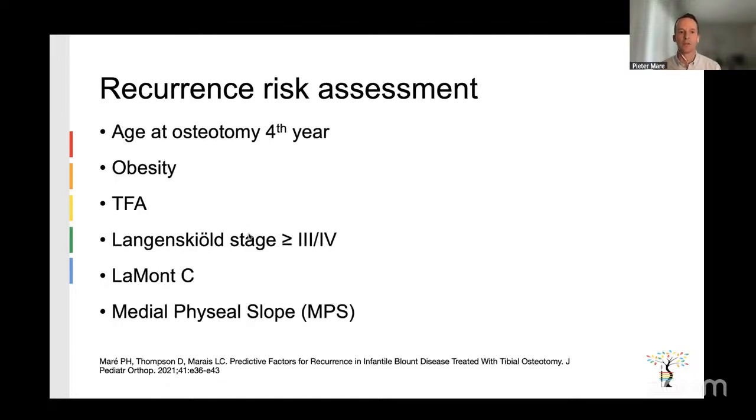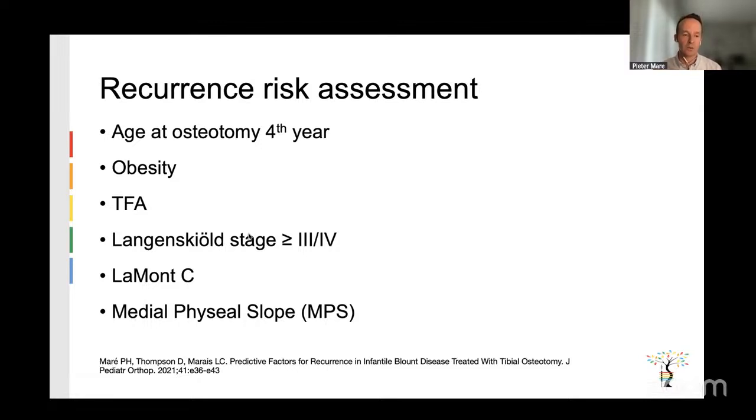So which factors predict recurrence? We know that the age at osteotomy is important. It's quite a wide range in the literature, but most authors agree it's age at osteotomy after the 4th year, the risk starts going up. Obesity and magnitude of the deformity as measured by the tibiofemoral angle have also been shown to be associated, as well as Langenskiöld stage greater than or equal to grade 3 or grade 4.